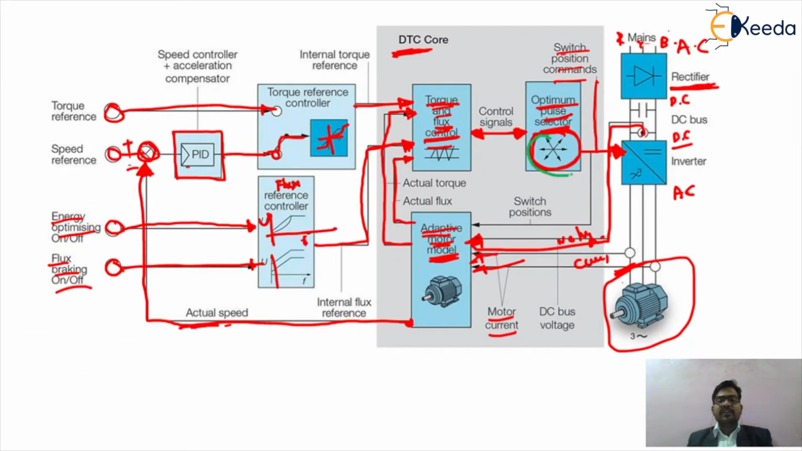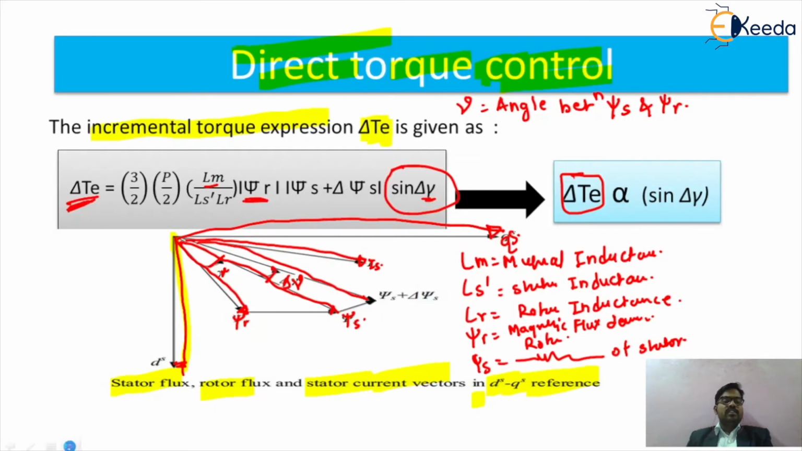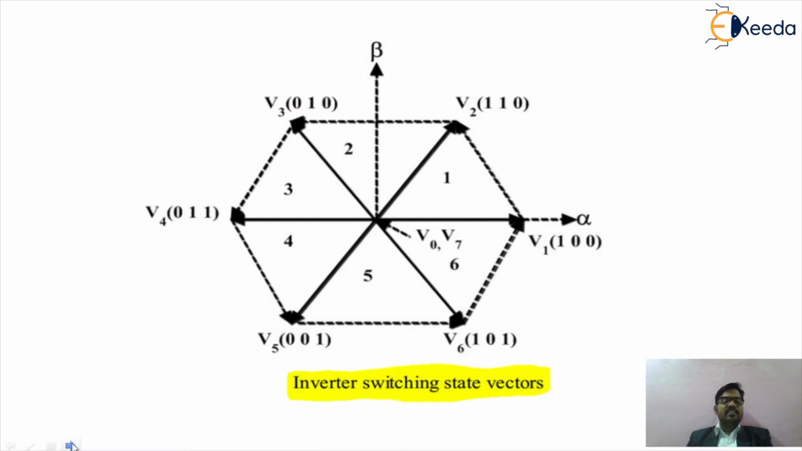So we are getting this figure, friends, we can see the image of this figure. Now we can understand what the selector switch of that particular optimum pulse selector will be by means of this diagram. Now we are moving towards a very important concept, which we call the inverter switching state vector, and this will be the representation of the inverter switching state vector.